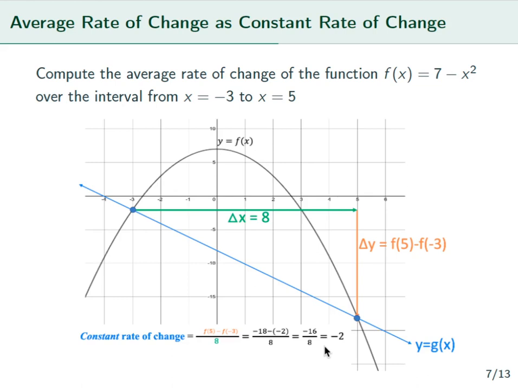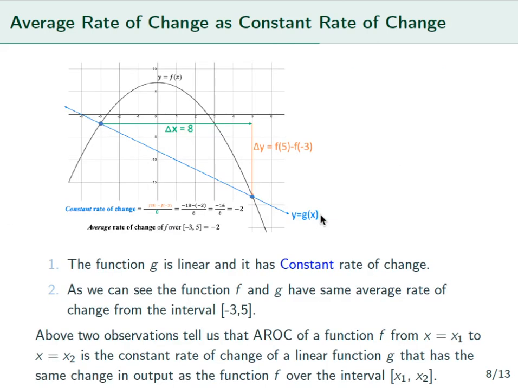So the average rate of change of function f, the curve graph, over the interval from negative 3 to 5 is equal to this constant rate of change. So the average rate of change of the function over negative 3 to 5 equals negative 2. Let's summarize what happened here in the next slide.